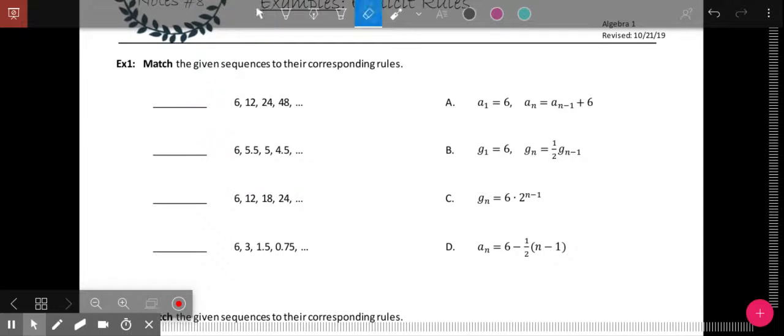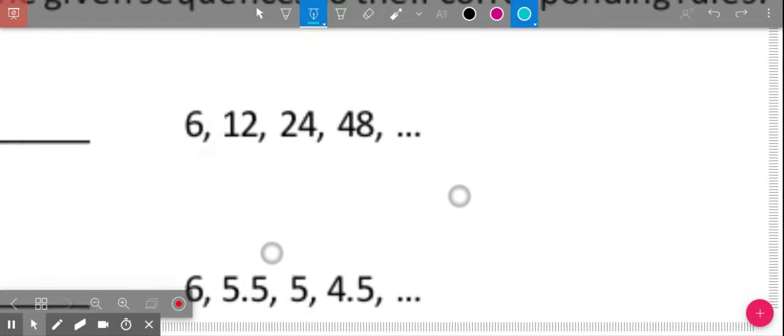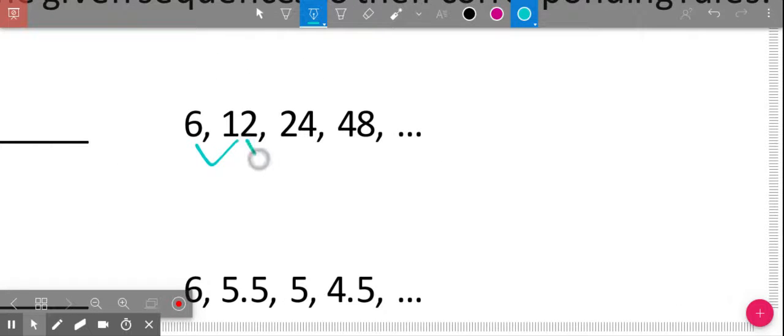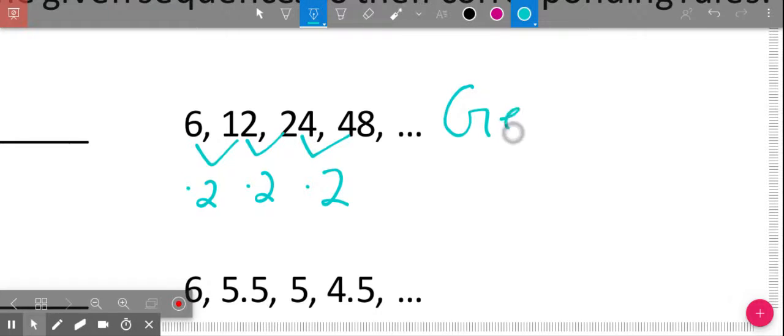Now our sequences still look the same. We're still going to have to go through and identify, are they arithmetic or are they geometric? So let's go ahead and do that. Looking at this one, we're going 6 to 12, 12 to 24, and 24 to 48. Here it looks like we are multiplying by 2. From 6 to 12, I'm multiplying by 2, 12 to 24, I'm multiplying by 2, and 24 to 48, we're multiplying by 2. So this right here is going to be geometric.